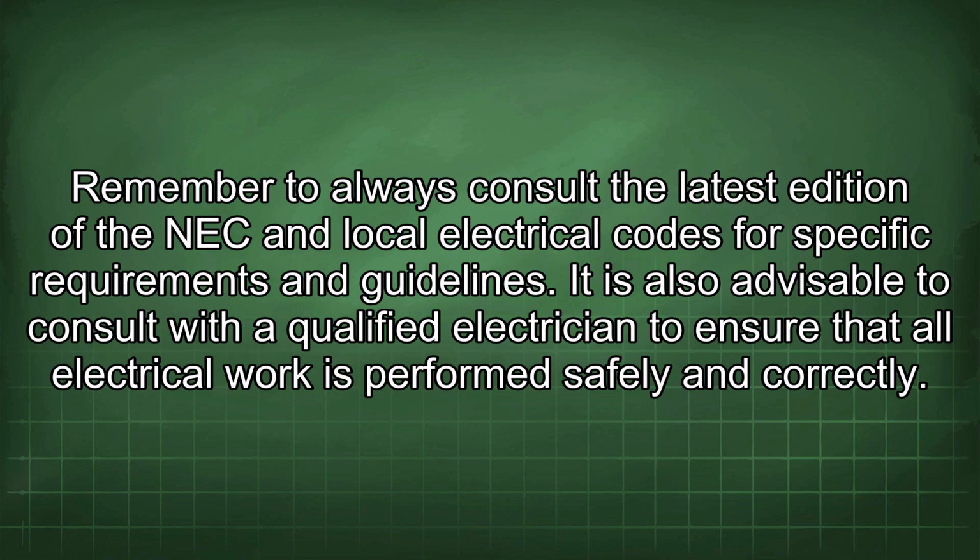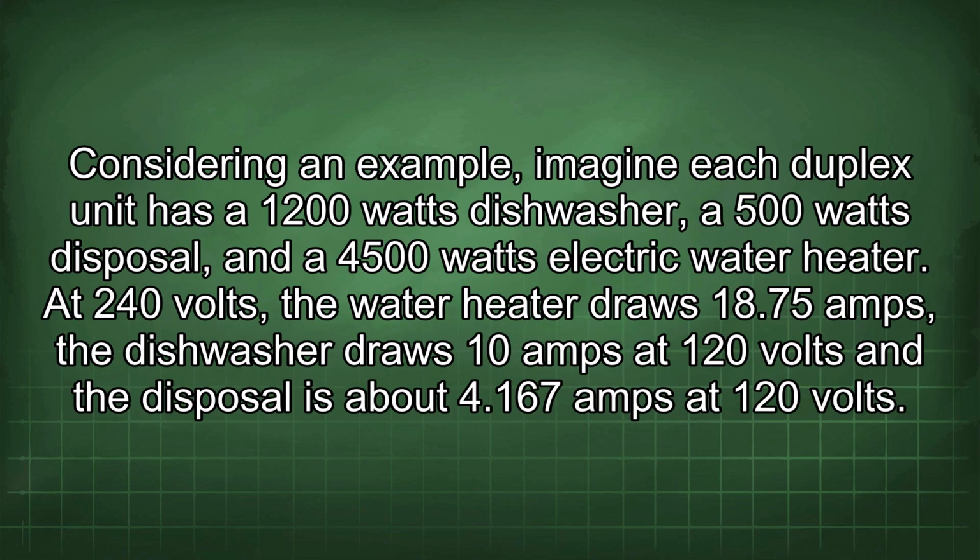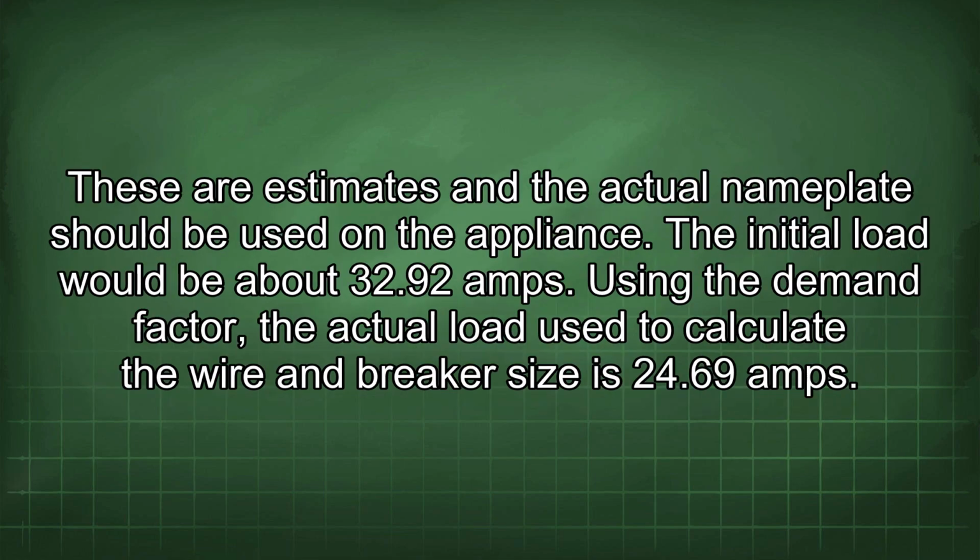Considering an example, imagine each duplex unit has a 1200 watt dishwasher, a 500 watt disposal, and a 4500 watt electric water heater. At 240 volts, the water heater draws 18.75 amps, the dishwasher draws 10 amps at 120 volts, and the disposal is about 4.167 amps at 120 volts. These are estimates, and the actual nameplate should be used on the appliance.